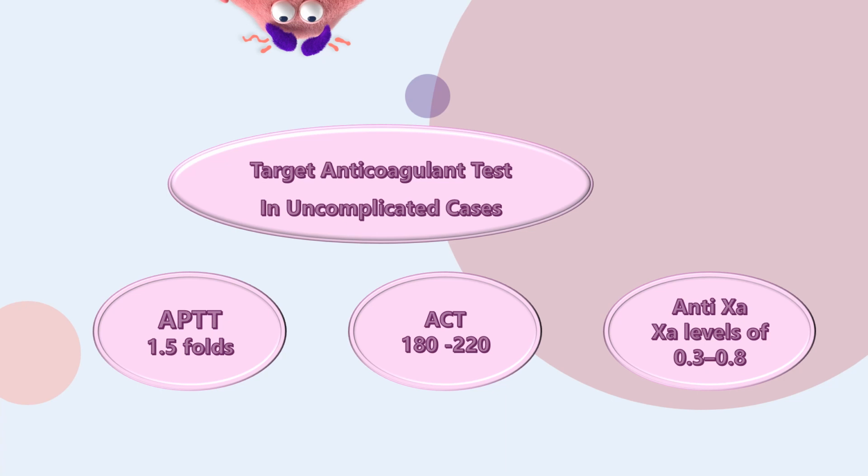In some cases, we can go to a lower level if we suspect there is bleeding. In other cases, like the presence of pulmonary embolism, or if the patient has a coagulation disorder or certain disease, we can go to a higher level depending on the clinical situation of the patient.